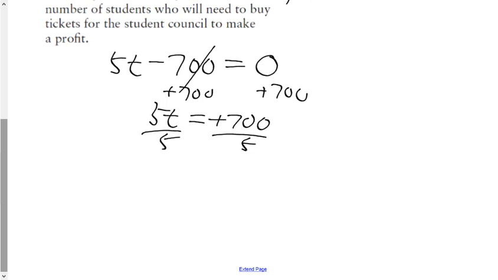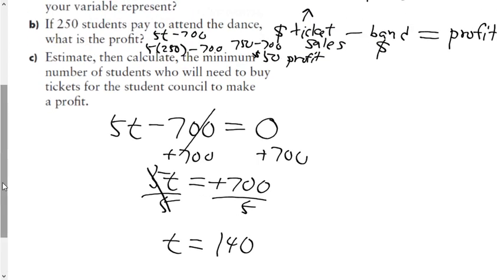Divide both sides by 5. And T will equal 140. So if I sell 140 tickets, I will break even. I will make nothing. So therefore, if I sell more than, greater than 140 tickets, any number of tickets greater than 140, you will make profit. If you sell 141 tickets, you make $5. If you sold 200 tickets, you make $300 profit.